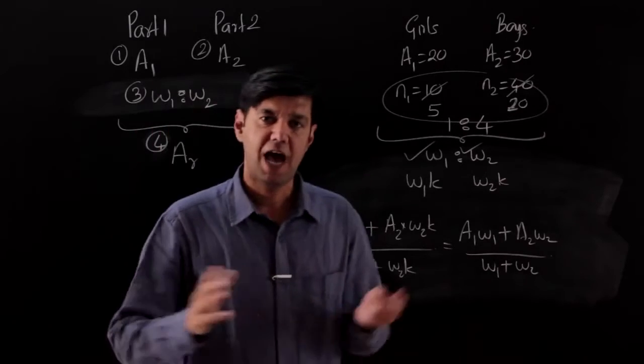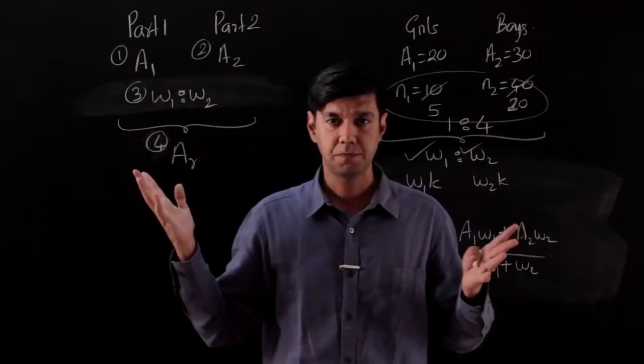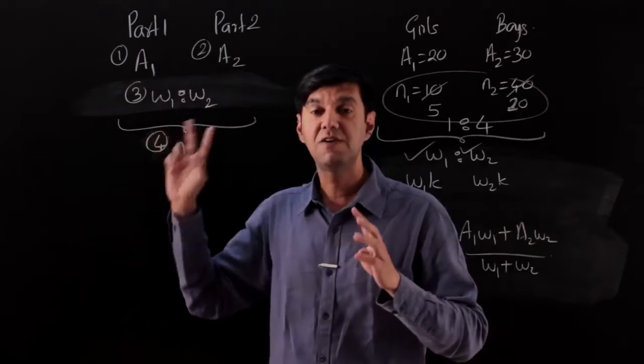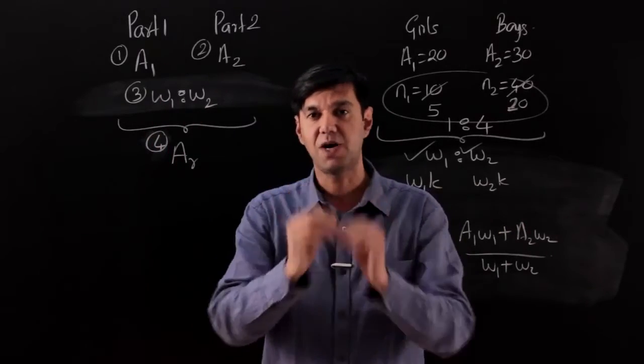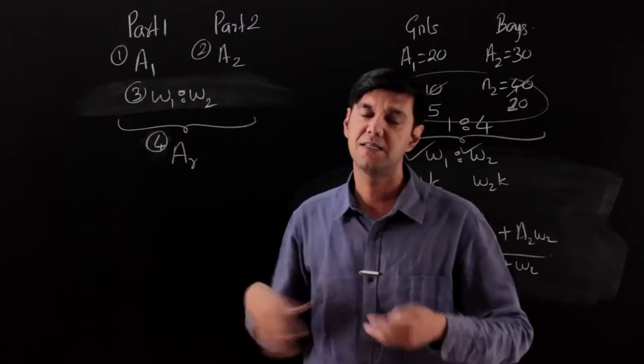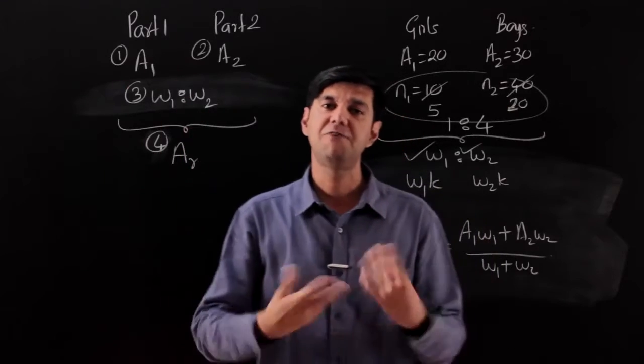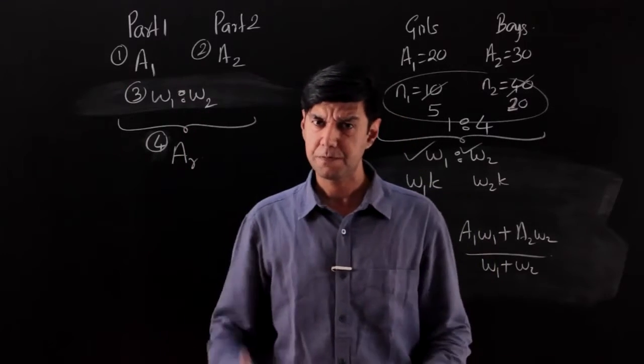One are the individual averages A1 and A2. Next is not the individual weights, but the ratio of the weights. I'll count it as just one piece of data, the ratio of weights, and obviously the resultant average. Out of the 4, 3 will be given and the 4th will be asked.